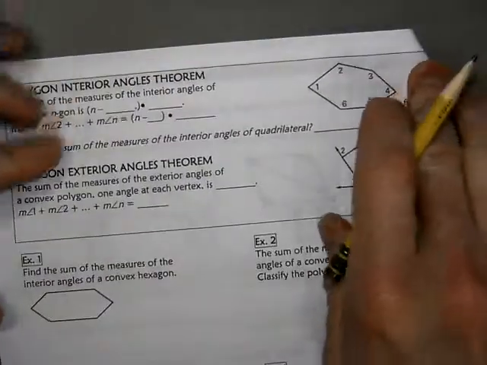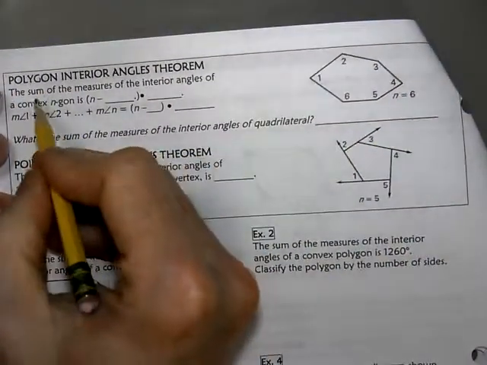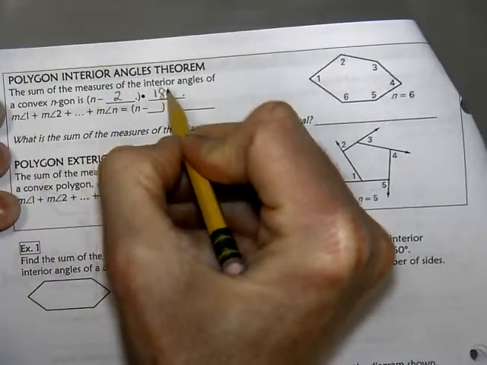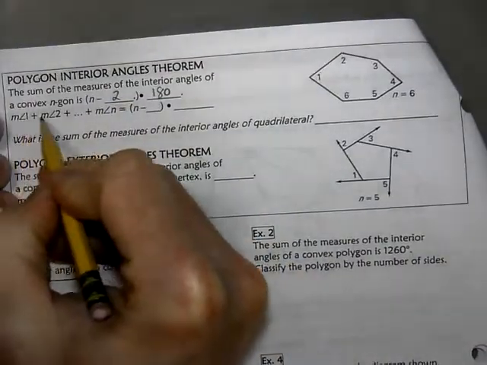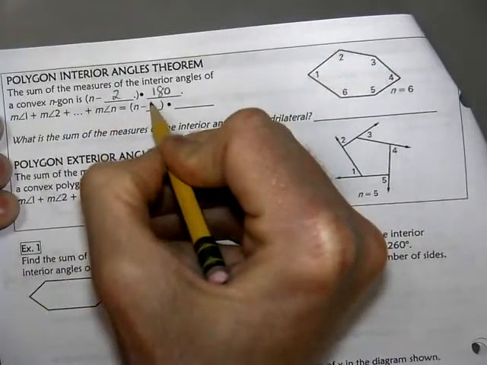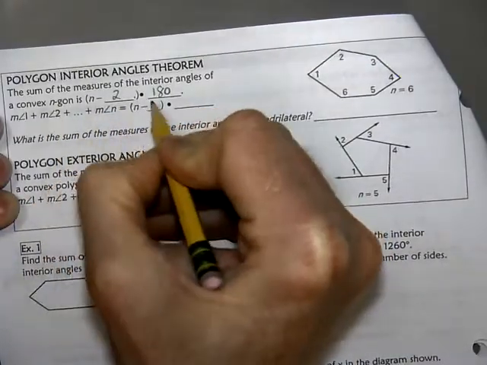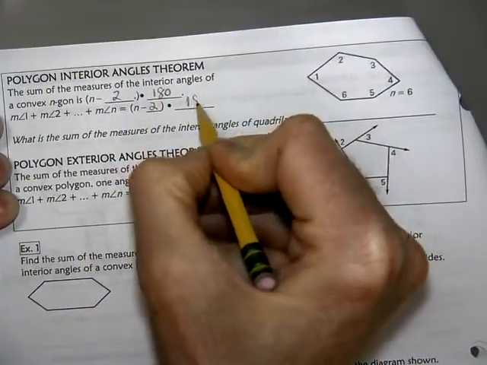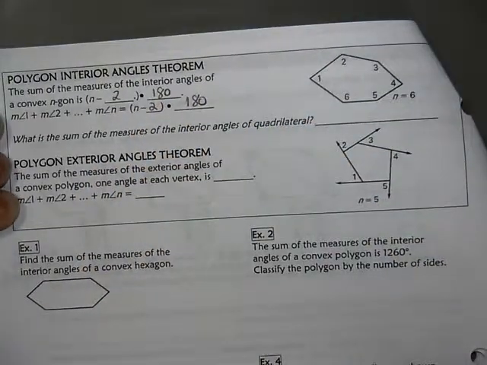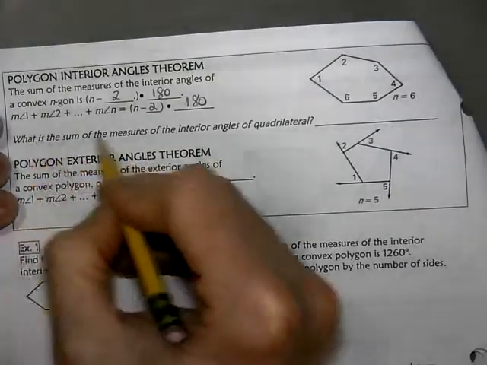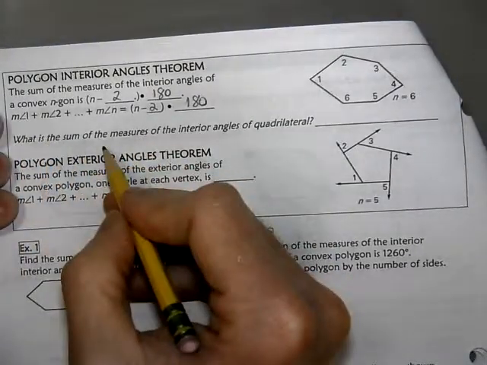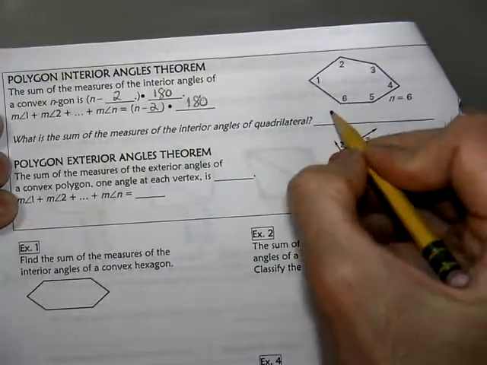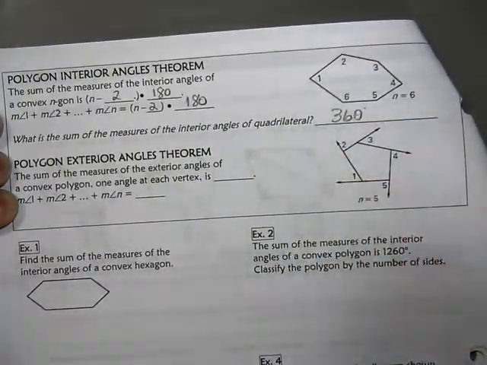So let's try a few of these problems. Our formula we've been talking about is n minus 2 times 180. So you take all the angles inside and add them up. That's going to be the same thing as n minus 2 times 180. Just for a quick reference, what is the sum of the measures of the interior angles of any quadrilateral? That will always be 360 degrees.